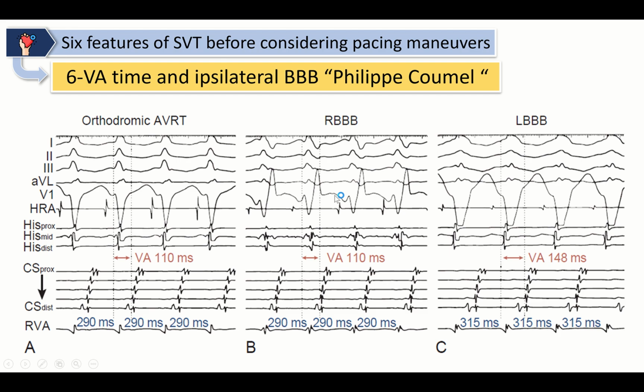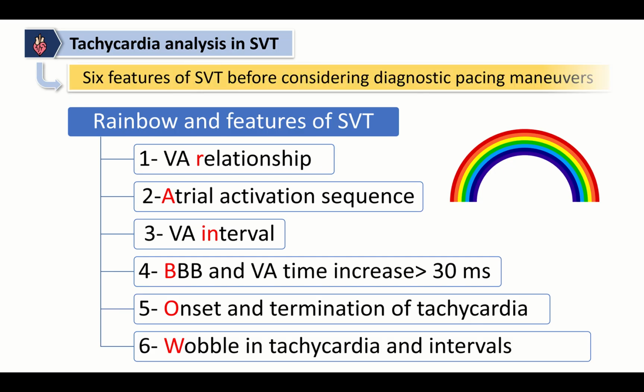When this patient with the left accessory pathway developed right bundle branch block, we find the VA interval still 110 milliseconds. However, when the patient developed typical left bundle branch block, what happened to the cycle length and the VA time? Dramatically increased. VA increased from 110 to 148, confirming the patient has typical left bundle branch block with left lateral accessory pathway. So let's summarize the features of SVT in 6 points.